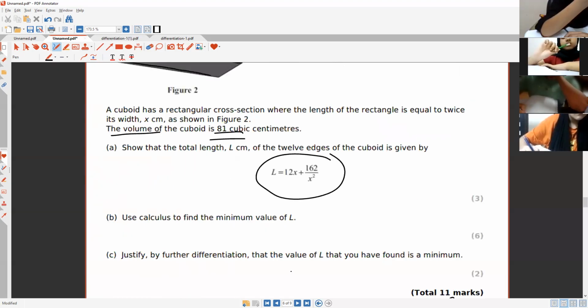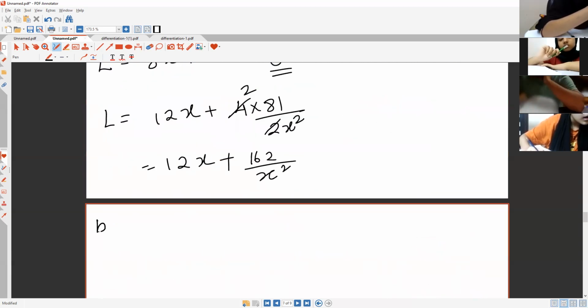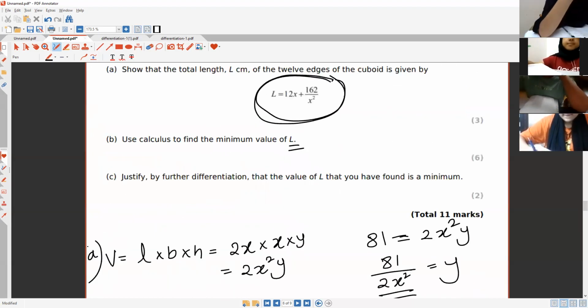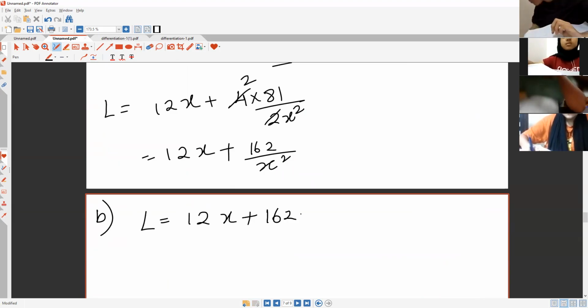Use calculus to find the minimum value of what? L, not x, L. That means I have to use this equation somewhere. What was the issue? Okay, so what is the B part? In the B part we have to use calculus. Fine. Let's do dy by dx of this. So let me write L is equal to 12x plus 162 x raised to minus 2.